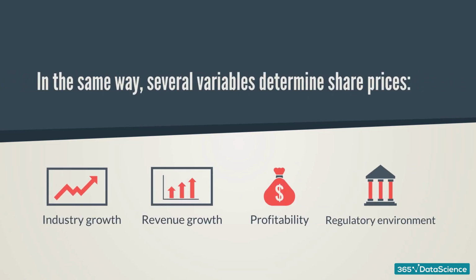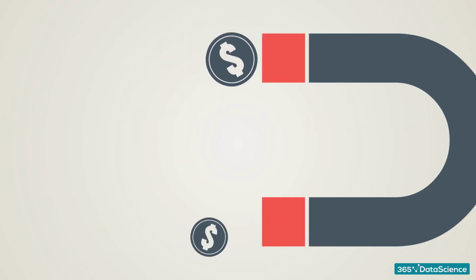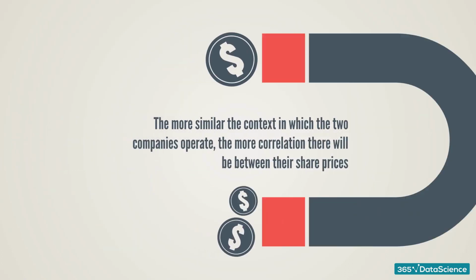Even company shares. There are several variables that determine share prices: industry growth, revenue growth, profitability, regulatory environment, growth perspectives. Tens of variables. The more similar the context in which two companies operate, the more correlation there will be between their share prices, as they will be influenced by the same or similar factors. It makes sense, doesn't it?